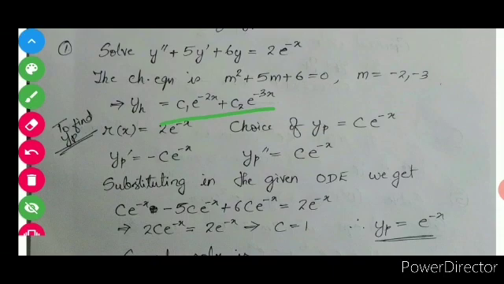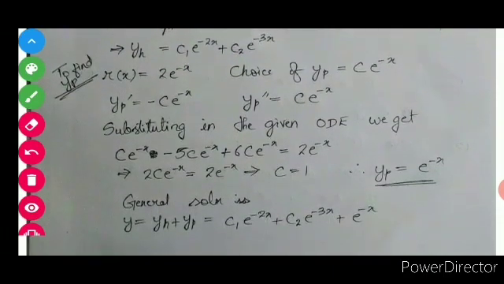So now you have found YH. Your YH is c1 e raised to minus 2x plus c2 e raised to minus 3x. You already know how to solve the homogeneous part, so I am not elaborating anymore. Now we will look at how to find YP.